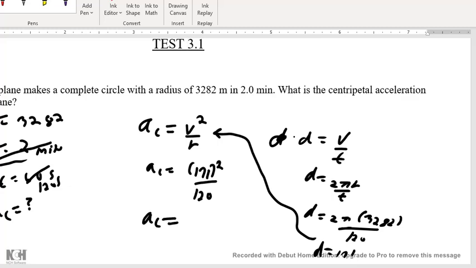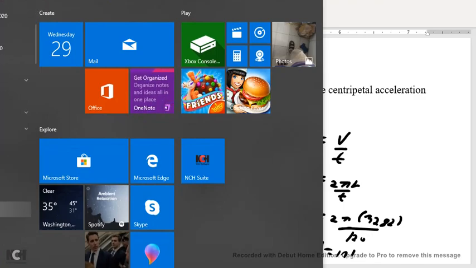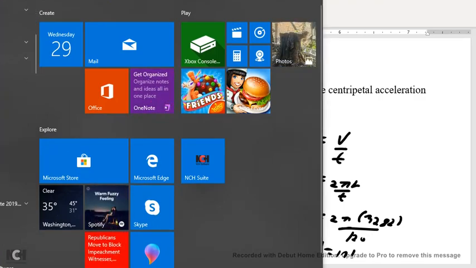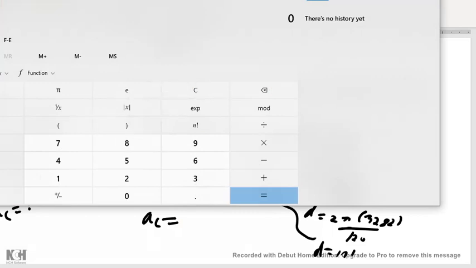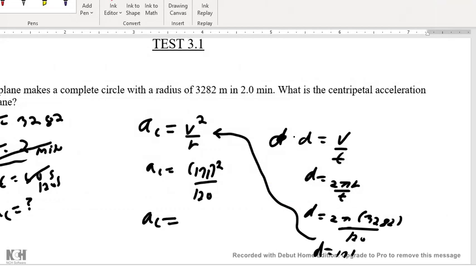Let's hit pause for a second and see what we get. Well, let's go ahead and take it to the calculator. Here comes the calculator. See if I can find it. There it is. Drag it over. I have 171 squared. There it is right there. Divided by 120. I get 243. That's a strange answer.